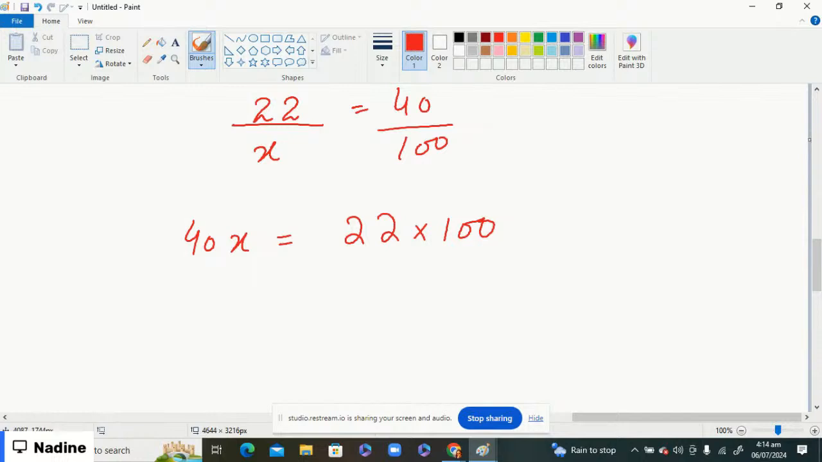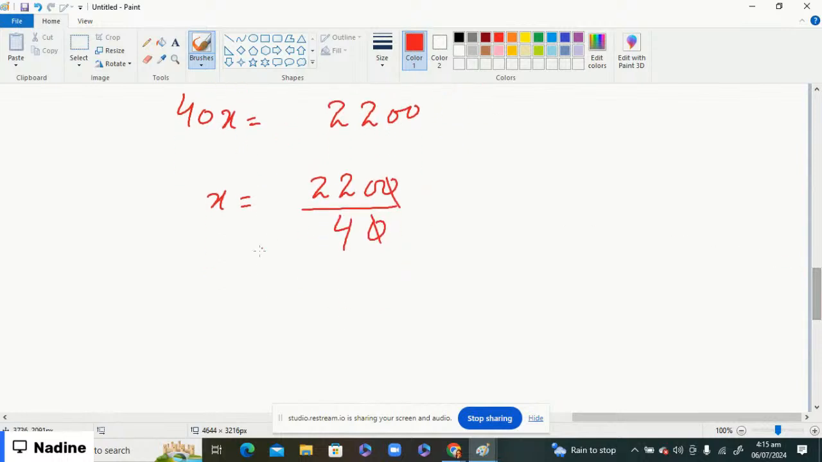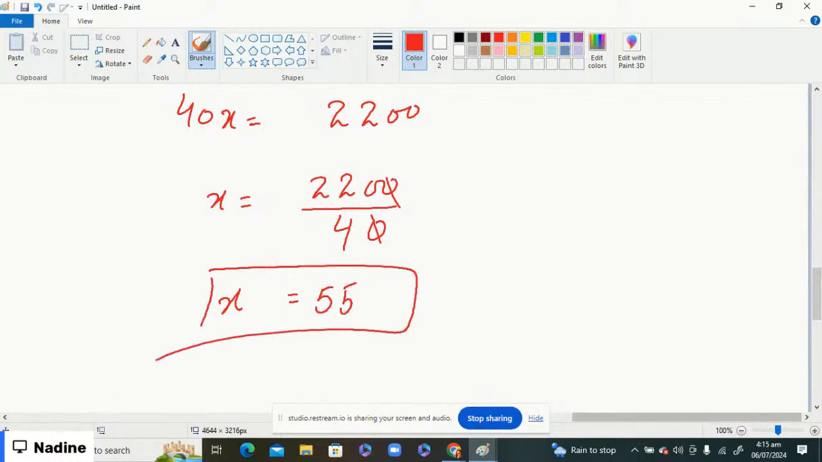So 40x equals 2200. What's the value of x here? The value of x is 2200 over 40. When you find the answer, what do you get? You just divide it. Let me divide, and then you get the answer 55. This is the total whole. Okay, in this way we are getting the answers. Hope you guys understand this lesson.